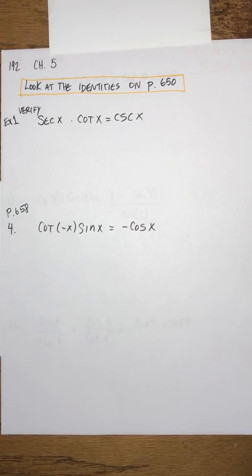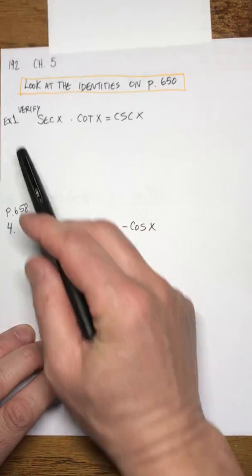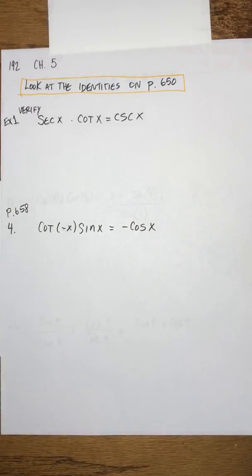I'm going to do example 1, and then I'm going to do 3 problems from the homework, which I'm going to give you to try, all the odd and even ones really, because the answer is really the process. So the first thing is they're telling us that this statement is a true statement here, and they're asking us to verify it. So that's what we're going to be doing. We're going to be trying to verify that statement by using the identities that are on page 650.